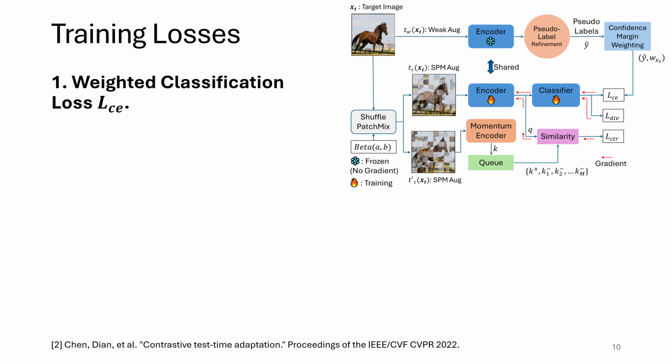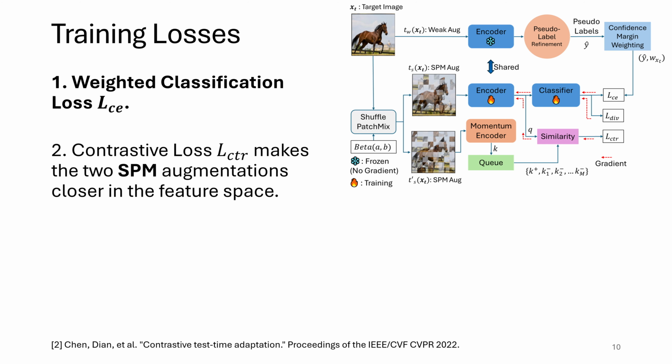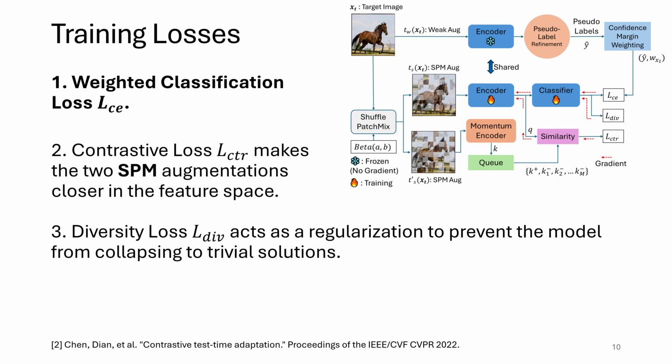As previously mentioned, we optimize a combination of three loss functions following the framework set forth in reference 2. The first is our proposed weighted classification loss, which performs self-training using pseudo-labels while prioritizing reliable pseudo-labels. The next is contrastive loss that makes the two SPM augmentations closer in the feature space while pushing other samples away. The final is the diversity loss that acts as a regularization to prevent the model from collapsing to a trivial solution.